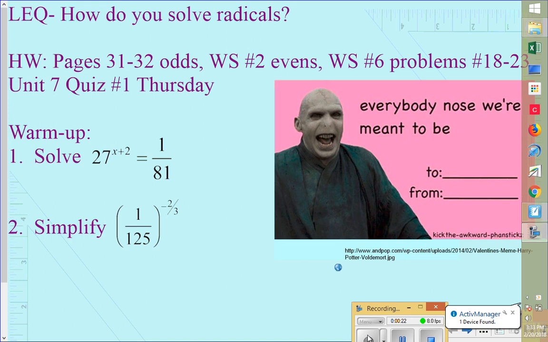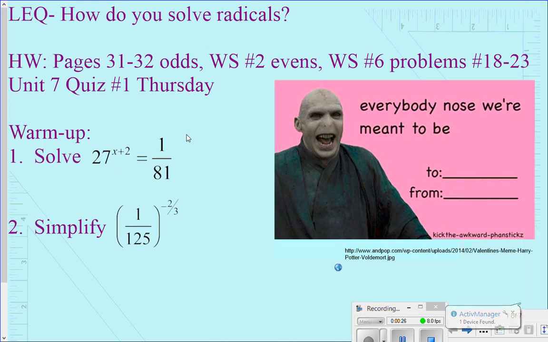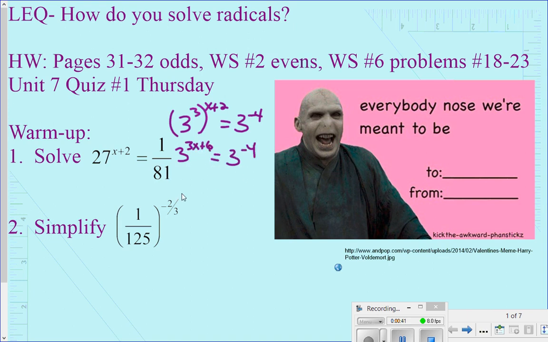So number 1, we need to get the bases the same, so we're going to rewrite that with a base of 3. So 3 to the third is 27, and that's the x plus 2 power. And then 3 to the negative fourth is 1 over 81. So that's 3 to the 3x plus 6 and 3 to the negative 4. So now that the exponents are equal, we can set them equal. And 3x equals negative 10, which means x equals negative 10 thirds.